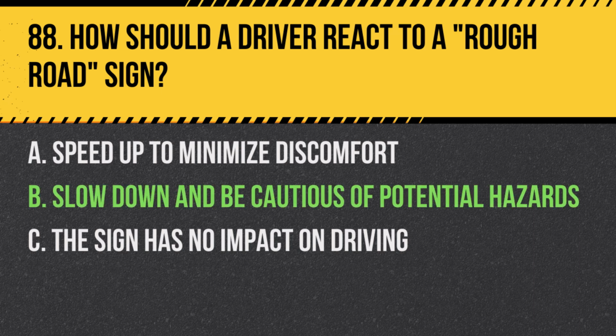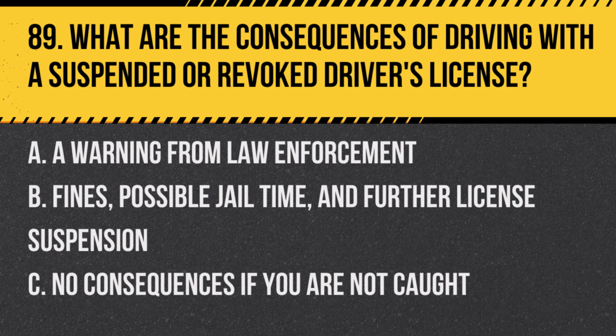Answer B. Slow down and be cautious of potential hazards. Rough road surfaces can affect vehicle control. Question 89. What are the consequences of driving with a suspended or revoked driver's license?